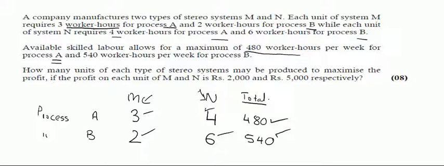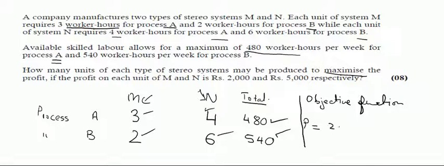How many units of each type of stereo systems may be produced to maximize the profit if the profit on each unit of M and N is 2000 and 5000 respectively? So our objective function should be profit is equal to 2000 M plus 5000 N.